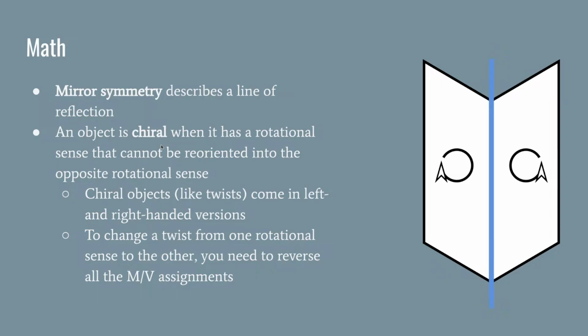And another math definition, an object is chiral when it has a rotational sense and it cannot be reoriented by rotating in any dimension into the opposite rotational sense. So this is like your right hand and your left hand. You cannot rotate your right hand and make it into a left hand. And so all of the twists come in left and right-handed versions. And if you want to change the twist from one rotational sense to the other, you need to reverse all of the mountain and valley assignments.